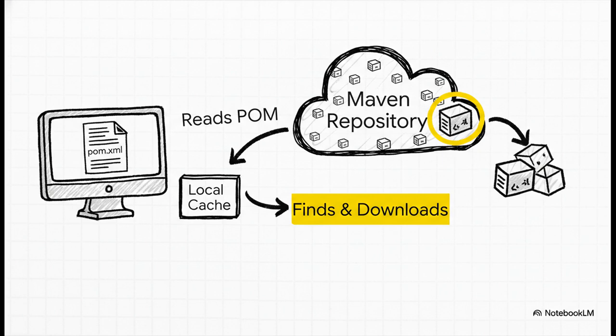Done. But, and this is the really slick part, it doesn't stop there. It also automatically downloads the dependencies of your dependencies. This is called transitive dependency management. So if your project needs library A and library A needs library B, Maven just gets them both for you automatically. It's an absolute lifesaver.